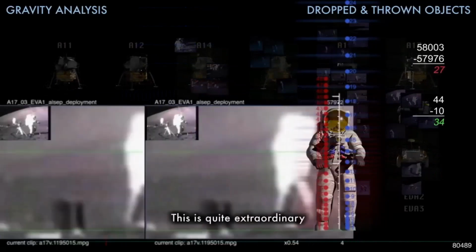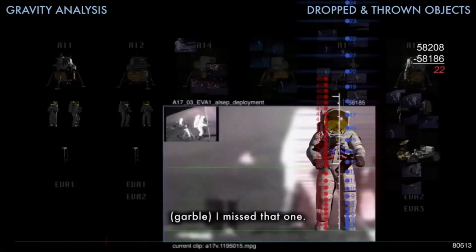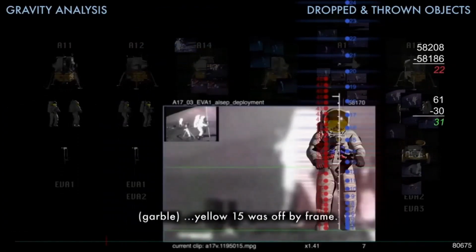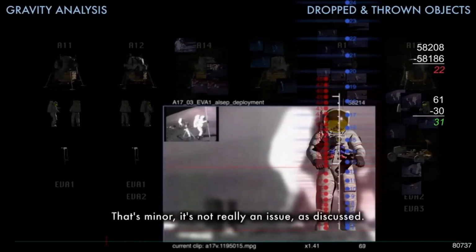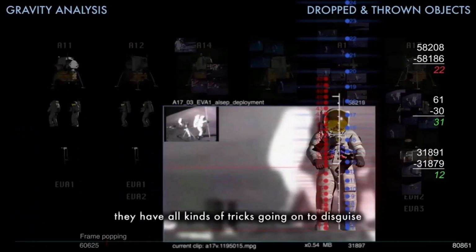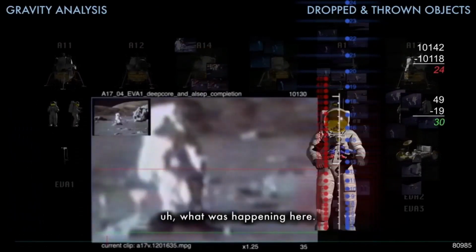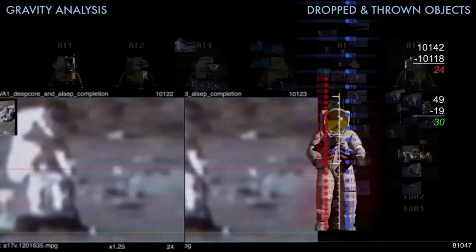This is quite extraordinary, looking at it now. I missed that one. Yellow 15 was off. That's minor, it's not really an issue as discussed. It's frame dropping. They had all kinds of tricks going on to disguise what was happening here.